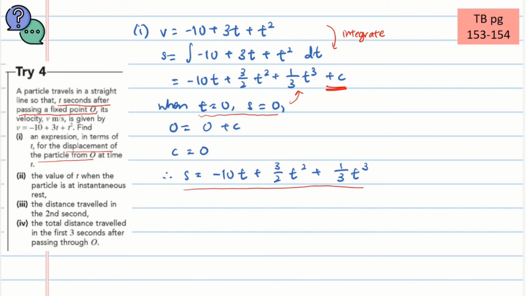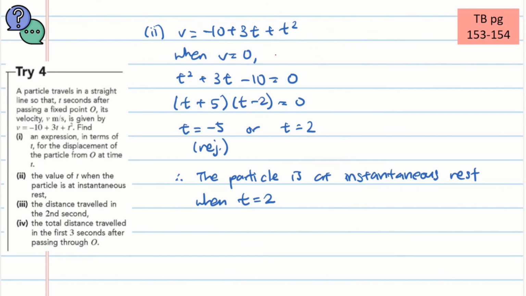Moving on to part 2, it wants us to find the value of t when the particle is at instantaneous rest. That will mean that v equals 0. Substitute that into our velocity equation, factorize, and we find that t equals -5 or t equals 2. Needless to say, we reject the negative time. So it is an instantaneous rest only when time equals 2.